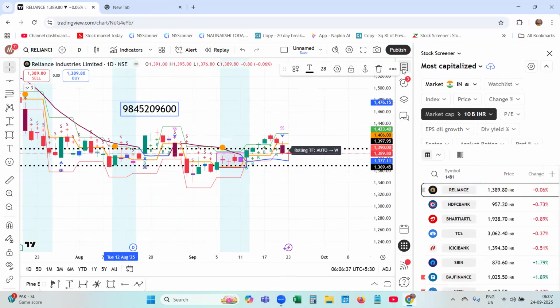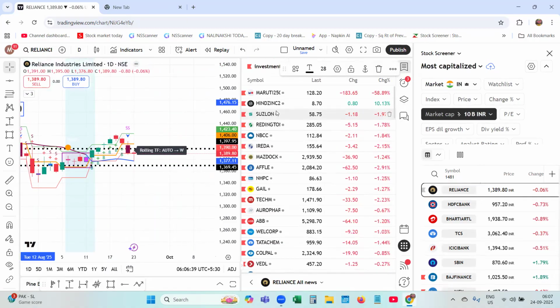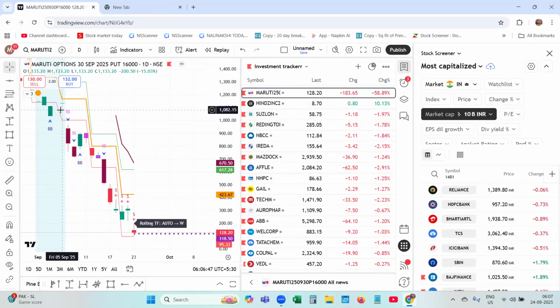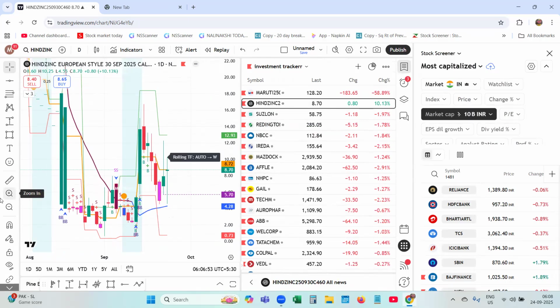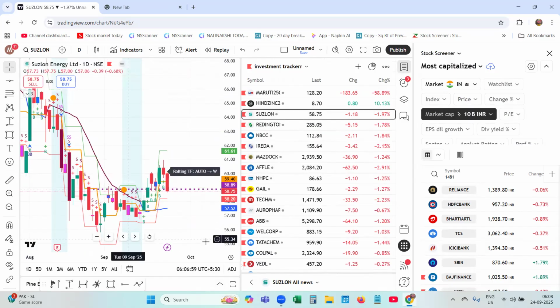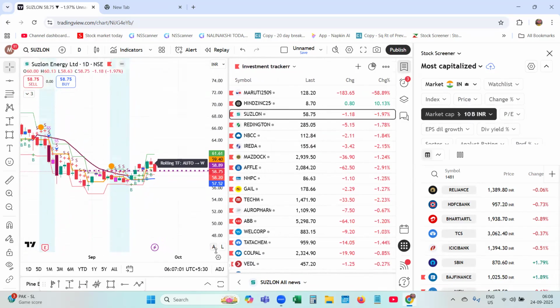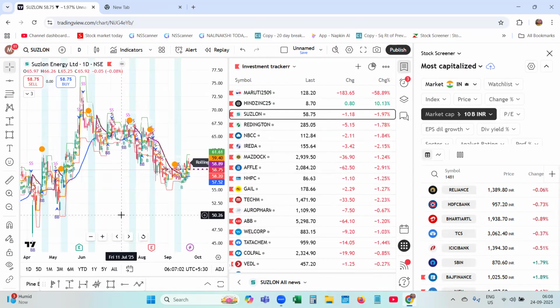You can go there. See here, you can go here. I have created like this. I have picked up a few stocks and I'm tracking every day. I'll click on this like this and I will track that. See, track it and you can immediately come to know these are the options. Here, Suzlon, you see, and you can track what Suzlon is doing.